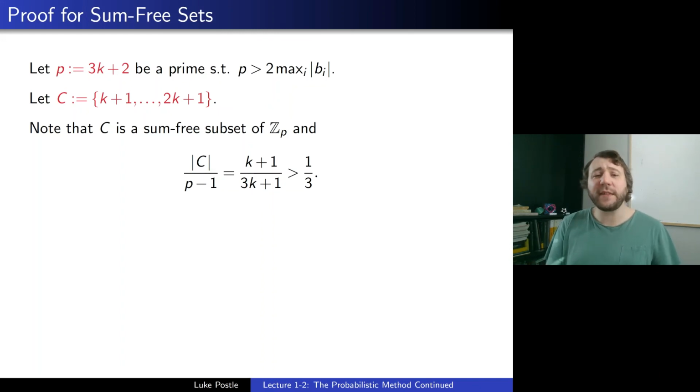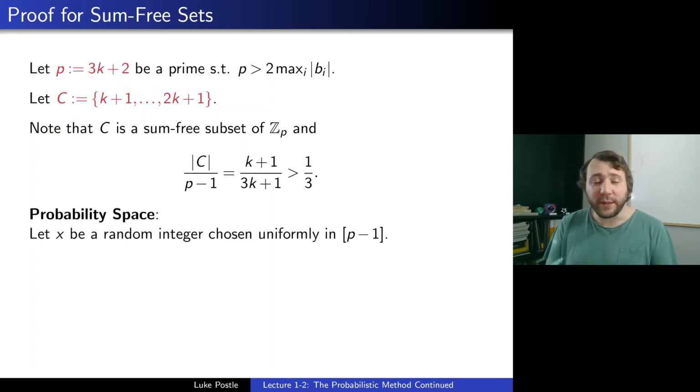And we'll also note that |C| over P minus 1 is equal to (k plus 1) over (3k plus 1), which is strictly greater than a third, therefore. So it's a chunk that's larger, almost at least a third of our set. And now of the set P.